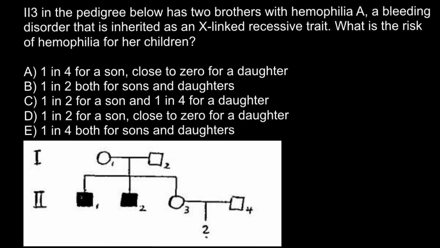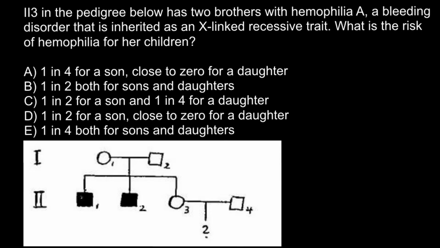So this person below has two brothers with hemophilia A, a bleeding disorder that is inherited as an X-linked recessive trait. What is the risk of hemophilia for her children? As usual, I recommend you pause the video here, try to solve this problem on your own first, and when you are ready you can run the video again and compare your answer with my answer and explanation.